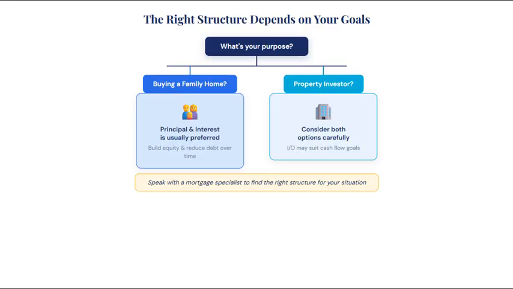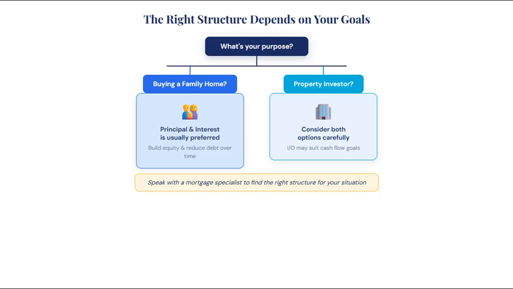Principal and interest loans are often preferred by owner-occupiers. They help build equity faster and reduce debt over time. Interest-only loans are commonly used by property investors. Some investors prefer the lower repayments because it can improve cash flow and provide greater flexibility for managing investments. However, interest-only loans are not suitable for everyone. Because the debt isn't reducing, you'll generally pay more interest over the life of the loan if the interest-only period is extended. So, which option is better?